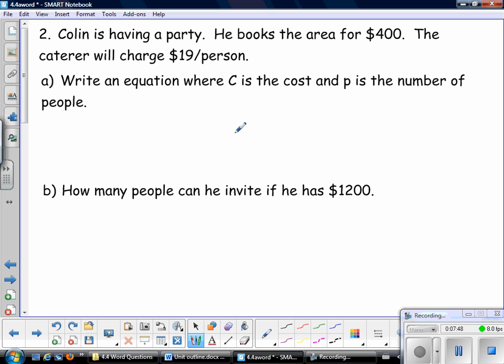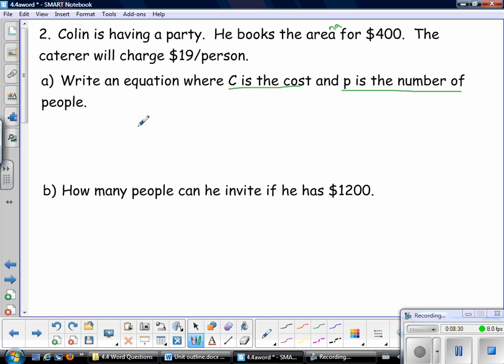Okay, the next question is Colin is having a party. He books the arena, should say arena, not area, so we need an A there. Arena for $400. The caterer will charge $19 per person. Write an equation where C is the cost and P is the number of people. Okay, so let statements. Well, I really don't have to do a let statement for this one because it says C is the cost and P is the number of people. So they already have defined the variables that they want us to use. And a lot of questions do that.